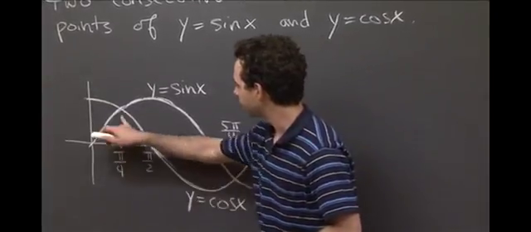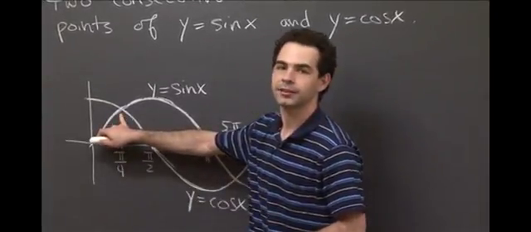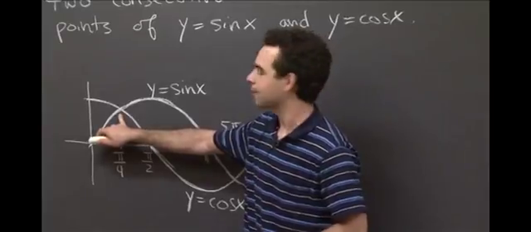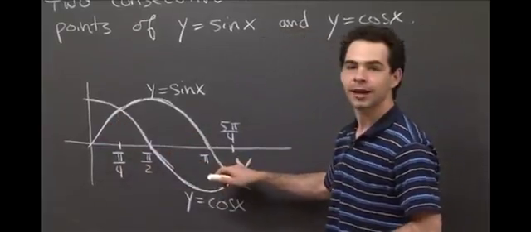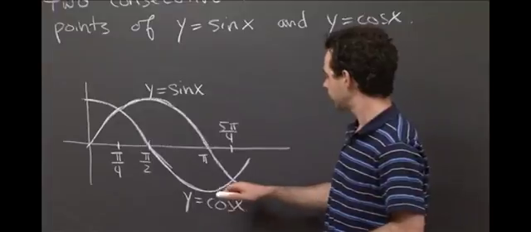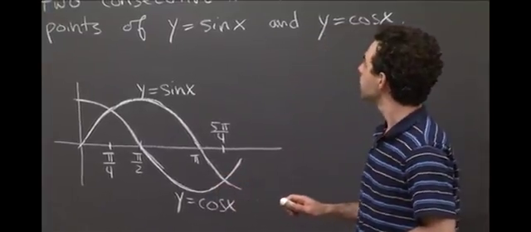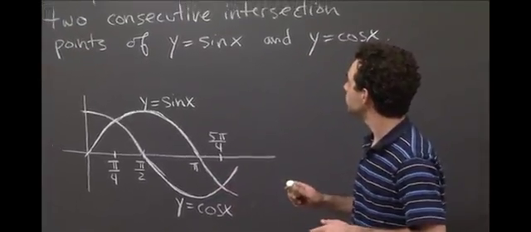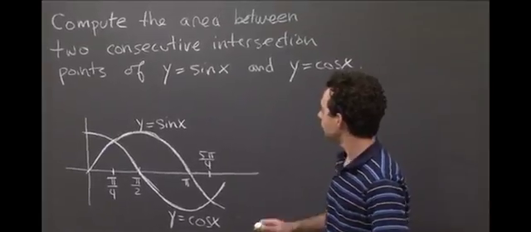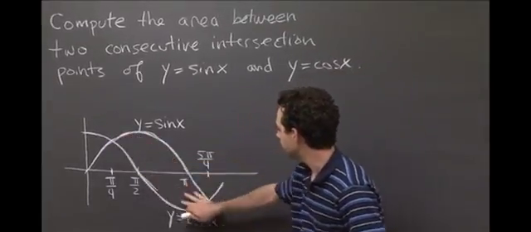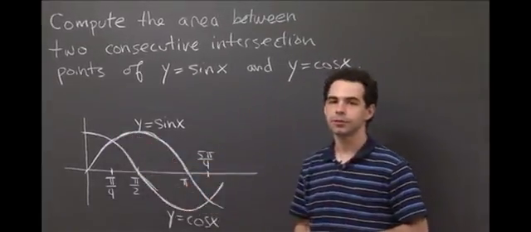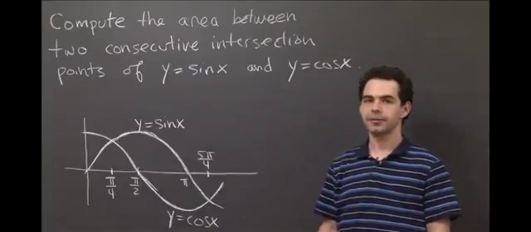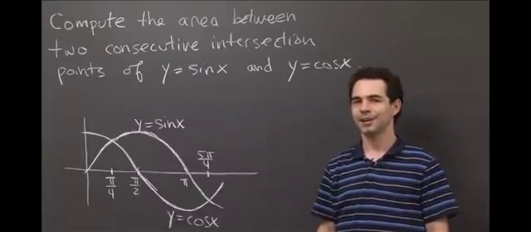So at pi over 4, we have sine x equals sine pi over 4 equals cosine pi over 4, and at 5 pi over 4, they're also equal again, down in the third quadrant there. So the question is to compute the area of this region that they bound between those 2 points. Why don't you take a couple of minutes, work through that, come back, and we can work through it together.